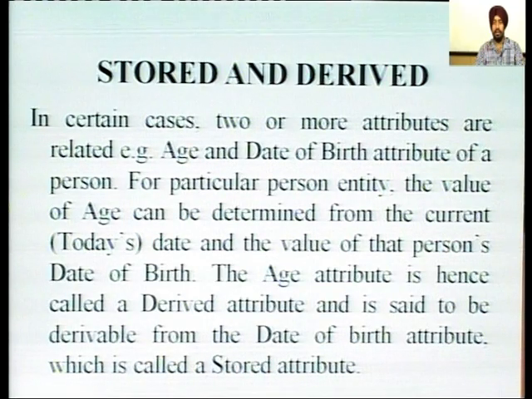Next is stored and derived attributes. In certain cases, two or more attributes are related, like the age and date of birth attributes of a person. For a particular person entity, the value of age can be determined from the current date and the value of the person's date of birth. The age attribute hence is called the derived attribute and is said to be derived from the date of birth attribute, which is called the stored attribute.